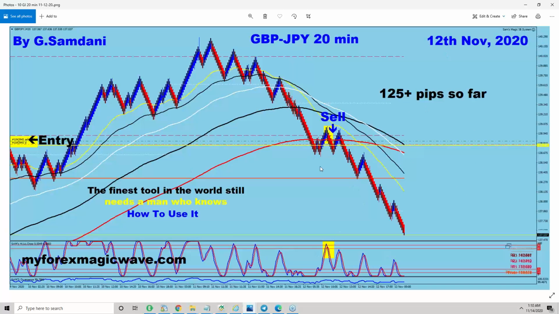And then pound yen on the 12th. Also a nice entry here, went down, sell order here, and 125 pip.